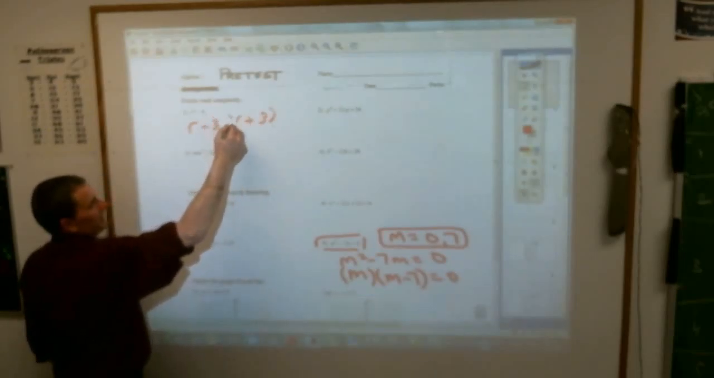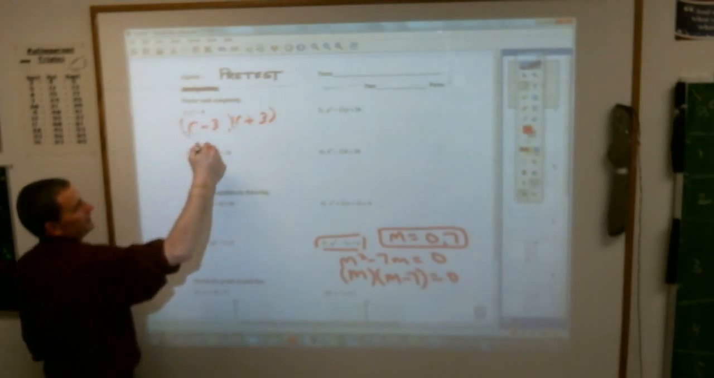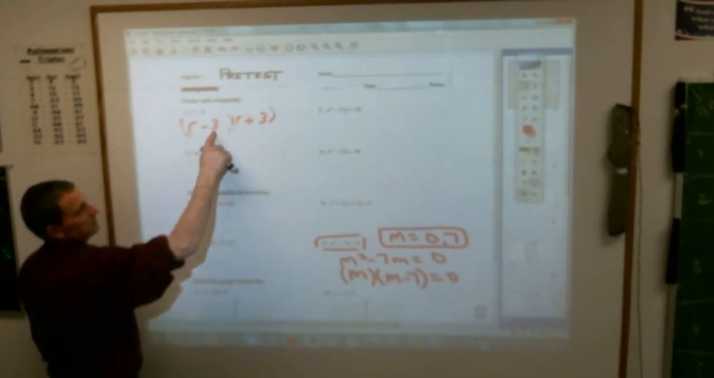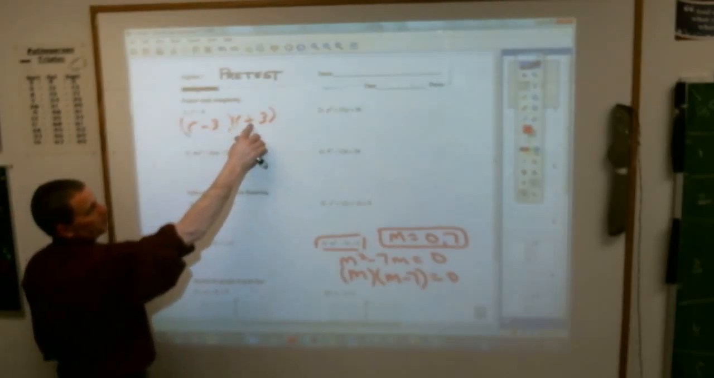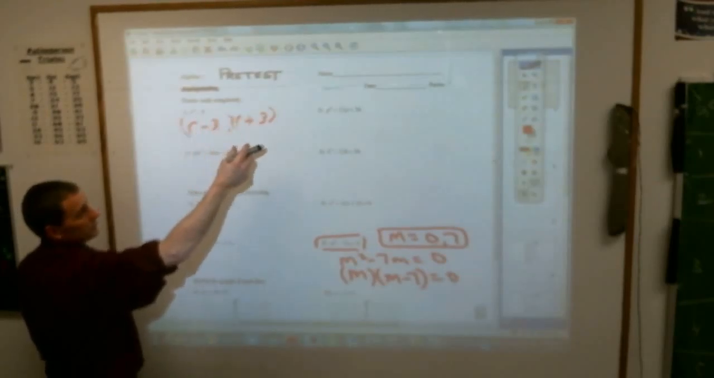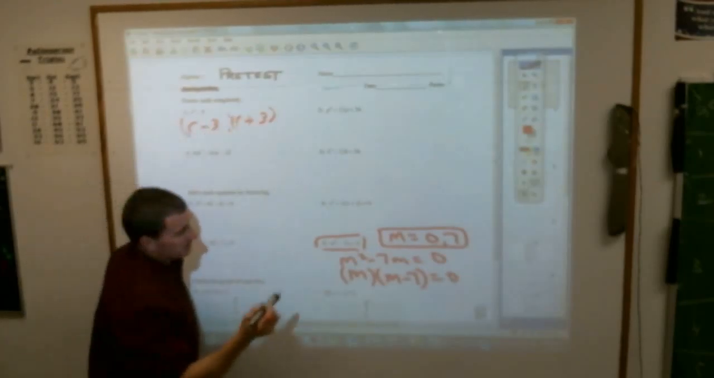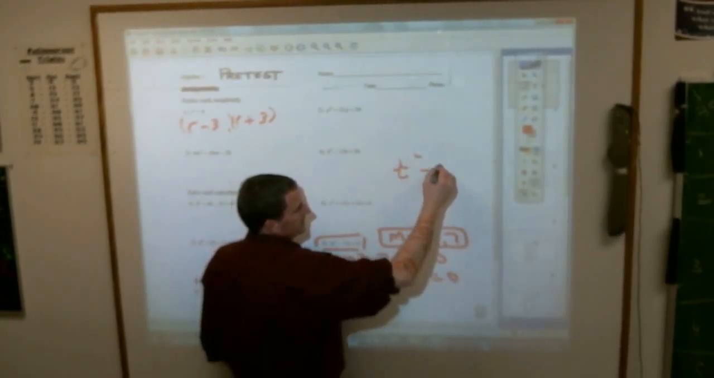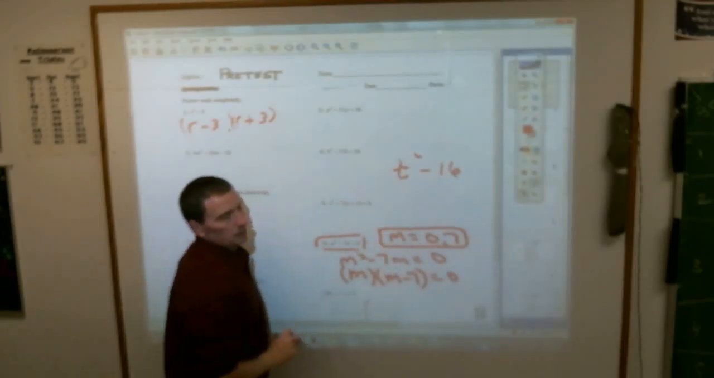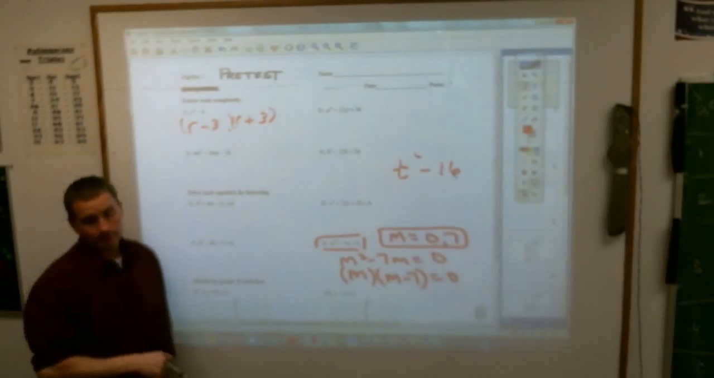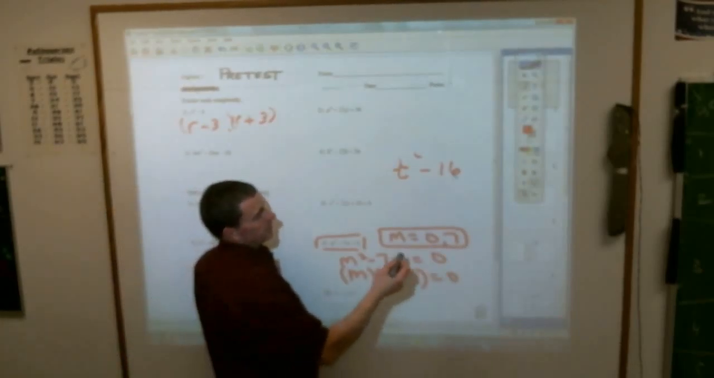Because if you have a positive 3 and a negative 3, when you get that middle term, you get your r squared. Negative 3 times r is negative 3r. Positive 3 times r is positive 3r. They're opposite, so they go away. So you have no middle term, they drop out. Just like this. If it was t squared minus 16, what would that factor into? Michael? t minus 4. Right.